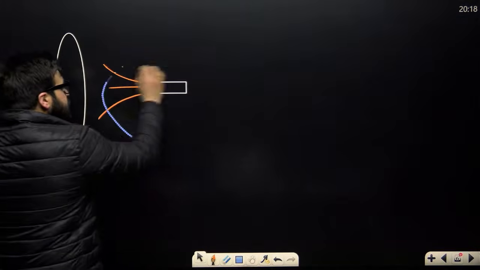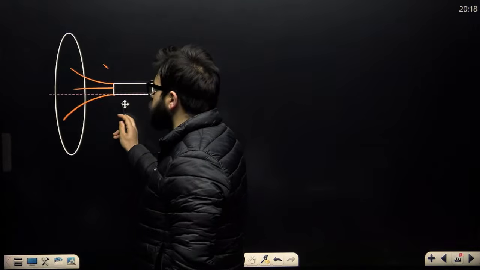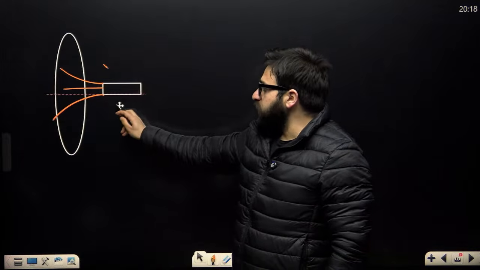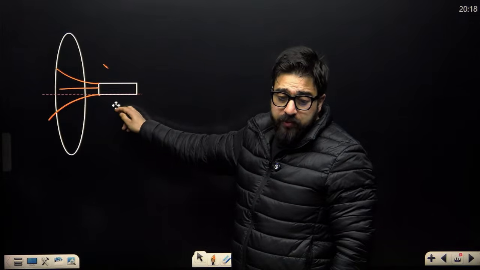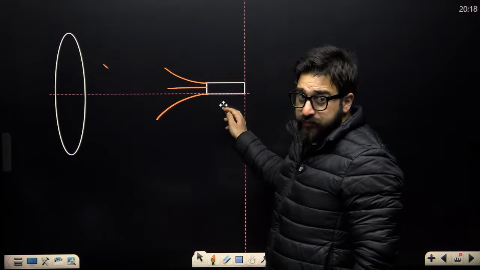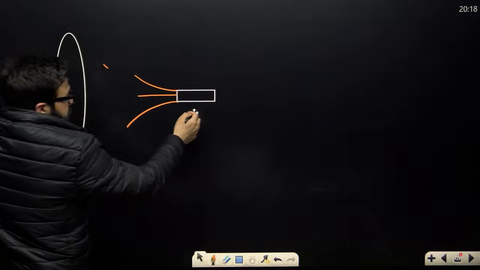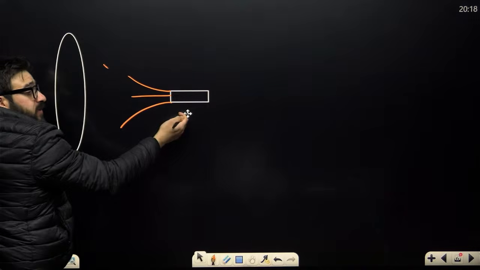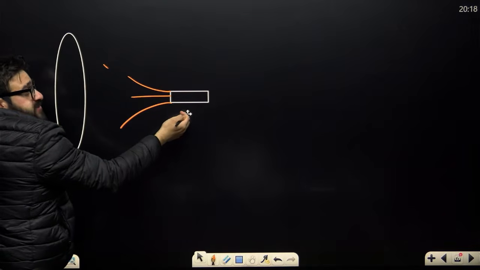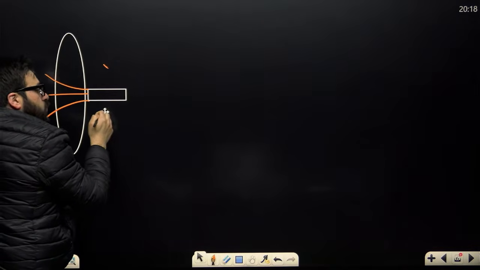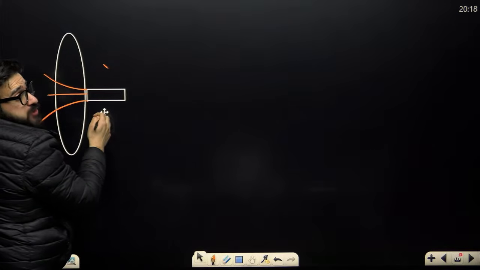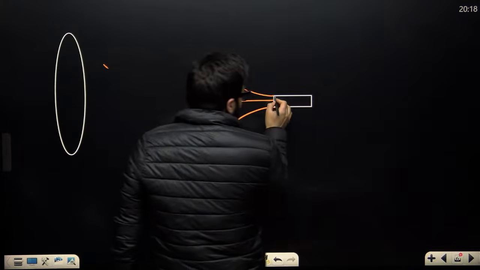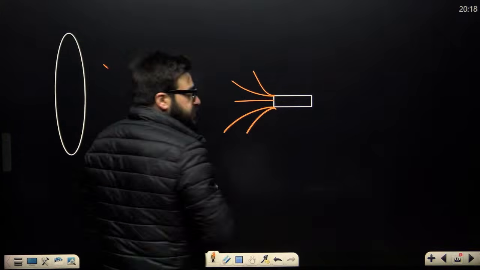Now, if you take this bar magnet close to this loop, could you please tell me, will more number of field lines cross the loop? Sir, will that be more or less? If you take this magnet close to the loop, I can see that more number of field lines are crossing the loop. If you take this magnet away from the loop, less number of field lines are crossing the loop.